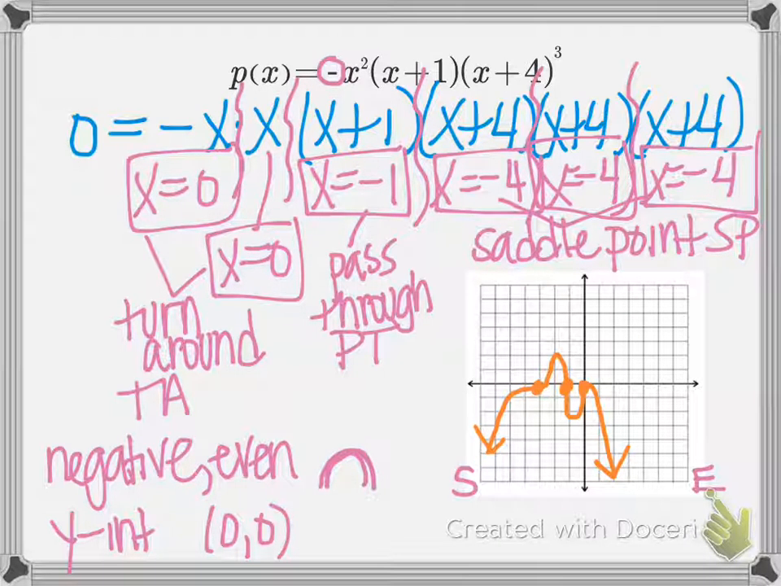If you're ever worried that your teacher won't be able to tell what you're doing at each spot, you can always label them. I can say, oh, this is a saddle point, in case you can't tell. This is a pass-through, and this is a turnaround. You don't have to label those, but again, it's something you can do just to make sure that the teacher knows what shape you were trying to draw. So that's a sketch of that function after all the roots have been found.